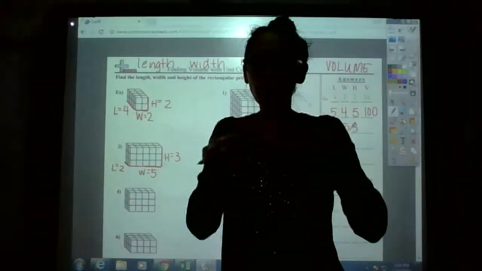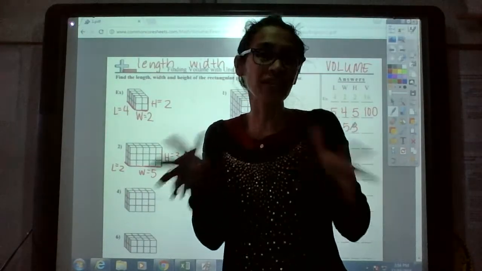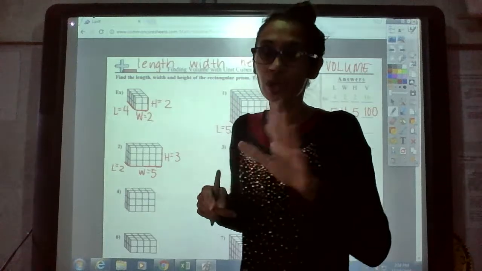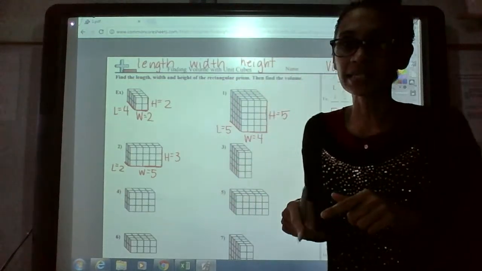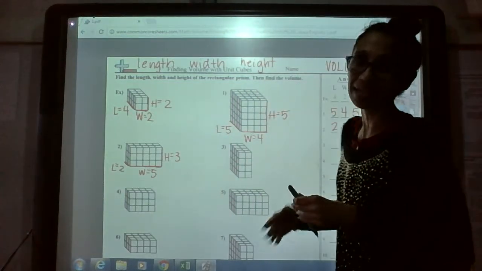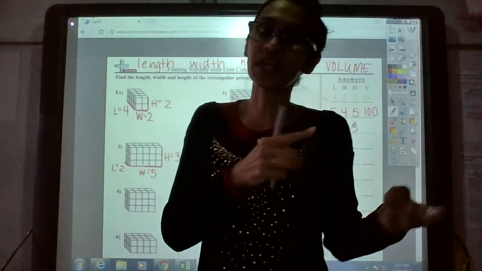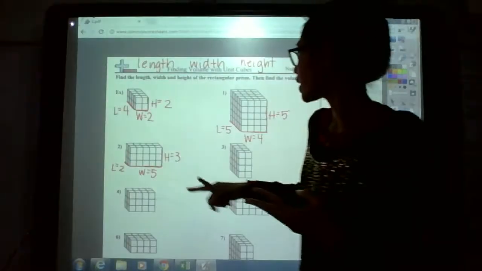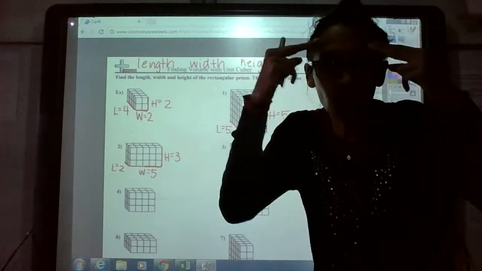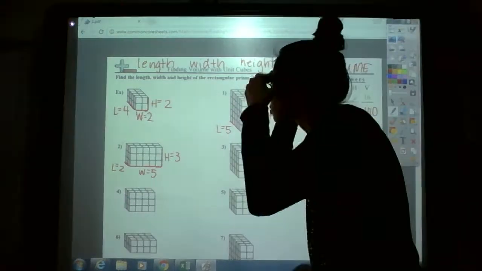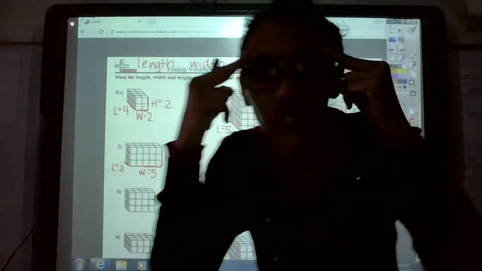Build it with a box. Build it, and then count. So you could do that in class. So if you want to build these in class, just leave the volume blank. Make sure you write the length, the width, and the height. Okay? And what's next? Use your mind power and see through the blocks. Look through the blocks. Use your mind power.